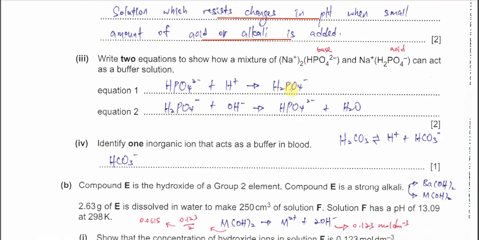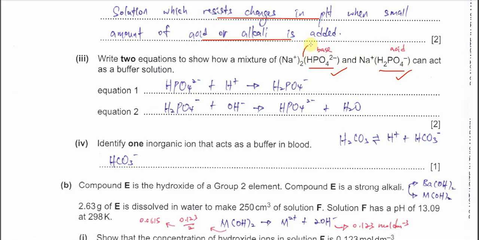Part 3. Write 2 equations to show how the mixture of hydrogen phosphate and dihydrogen phosphate acts as a buffer. Again, we try not to use the sodium ion, and we just use the hydrogen phosphate and the dihydrogen phosphate. We know that this one is the acid and this is the base, which we already identified just now. The acid will react with hydroxide, and the base will react with the hydrogen ion.